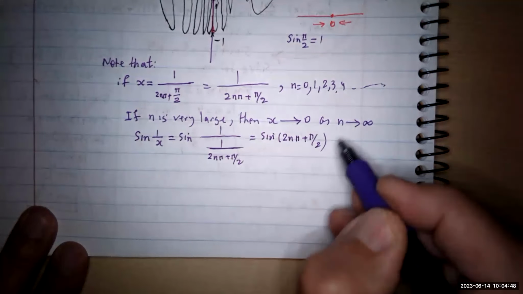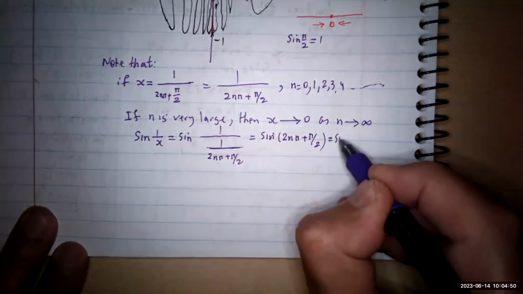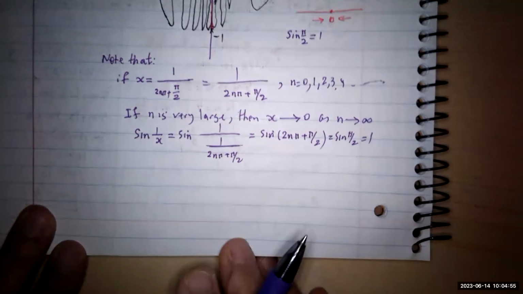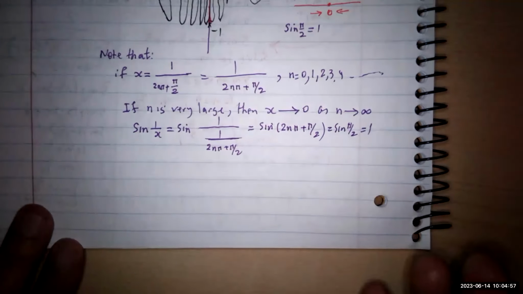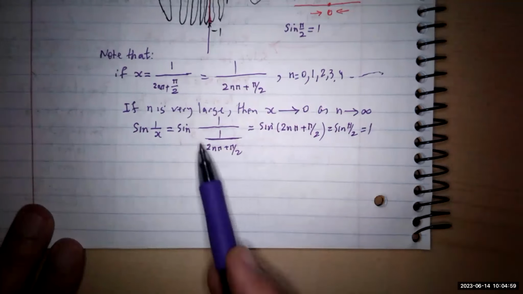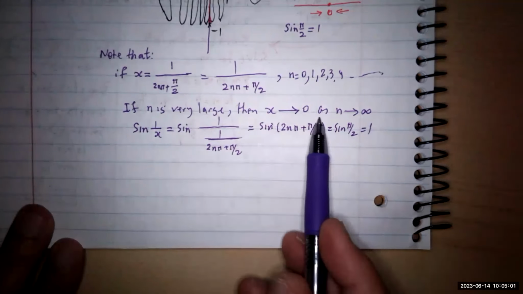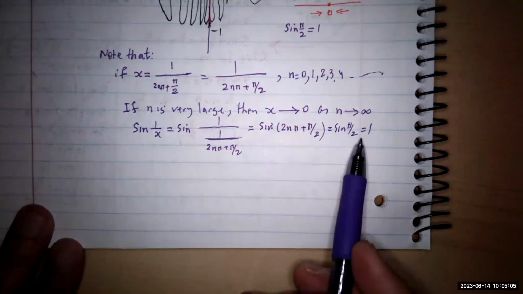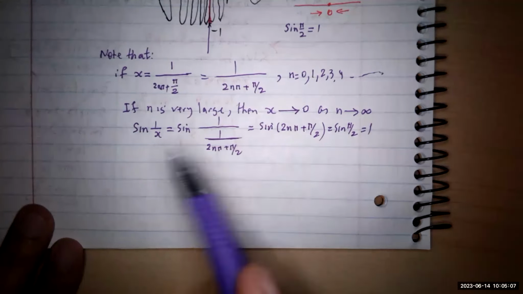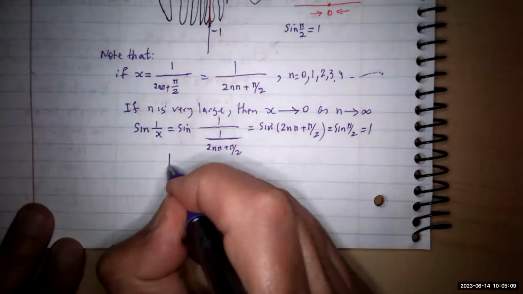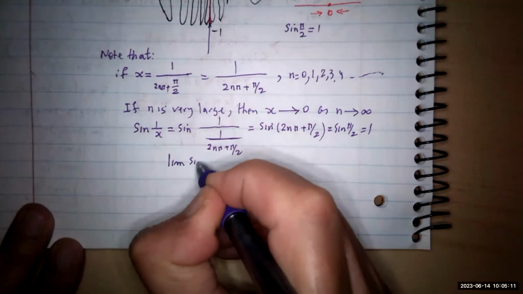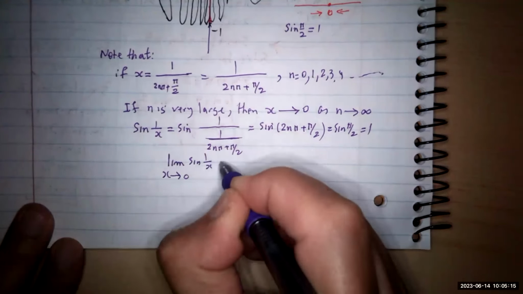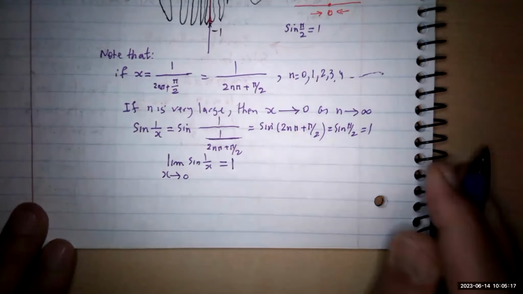And you know that it's a periodic function, so it's going to be the same as the sine of π/2, and the sine of π/2 is 1. That's it. I give you lots of numbers that are going to be around 0, but the value of the function is 1. So you may conclude that the limit of the sine of 1/x when x goes to 0 is equal to 1.